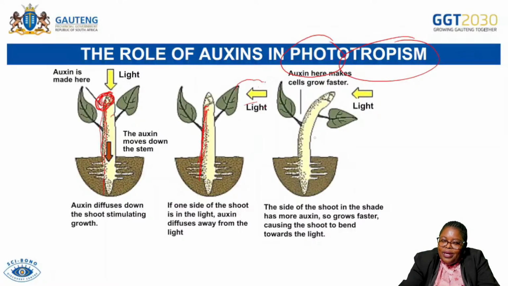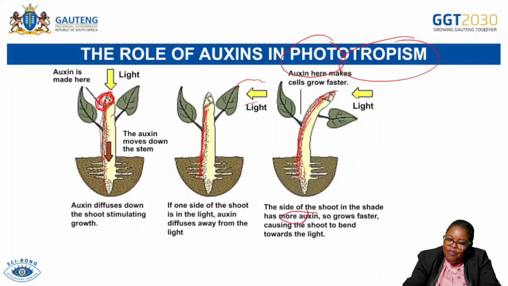Now, if we've got light coming from this direction, because auxin is sensitive to light, it moves to the darker side of the plant. So the side of the shoot in the shade has more auxin. Therefore, this side is going to grow longer. So growth takes place faster here, causing the shoot to bend towards light.